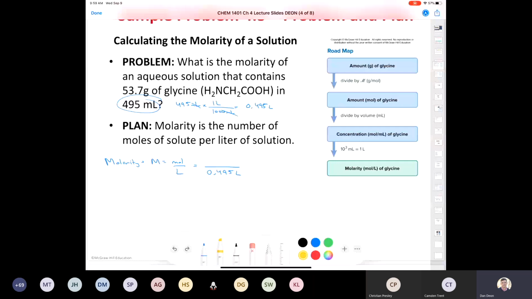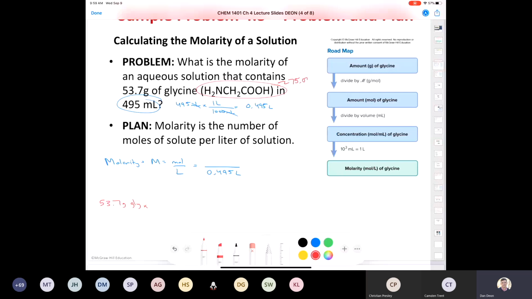She's saying, well, you have the mass of glycine, which is 53.7 grams of glycine. Glycine, by the way, is the simplest of the natural amino acids. Anyhow, now you have to go and look up the molar mass of glycine. Molar mass of glycine is 75.07.